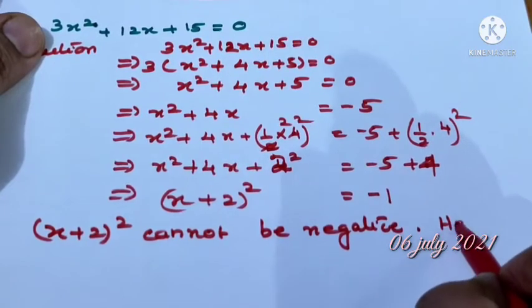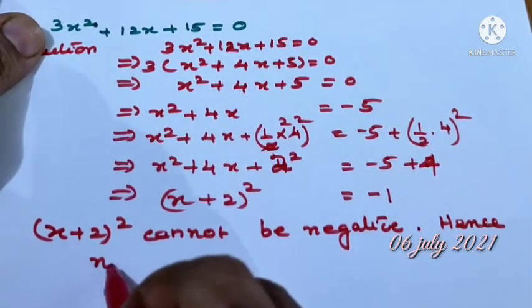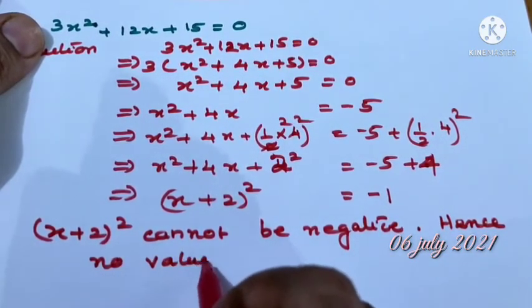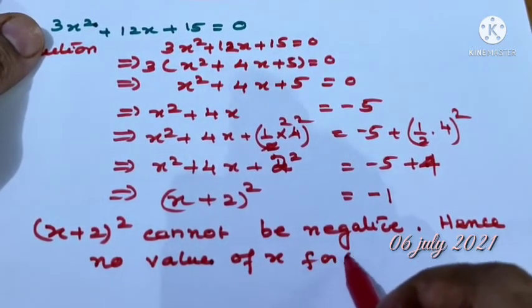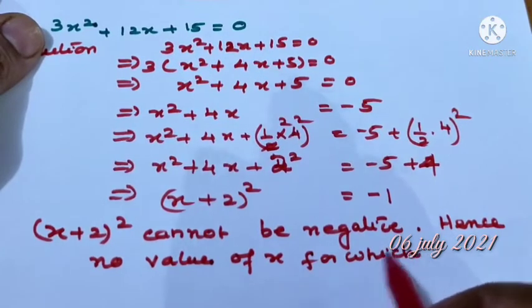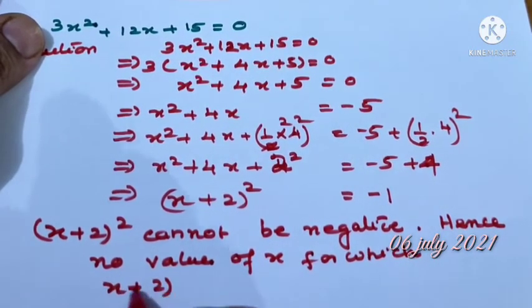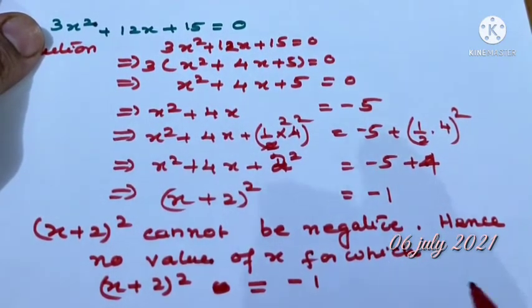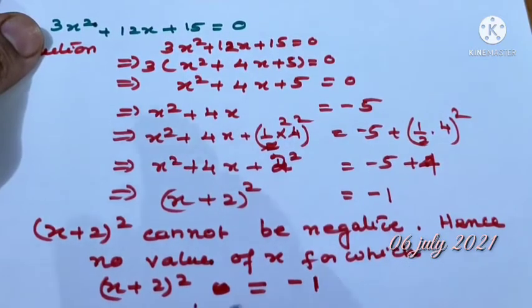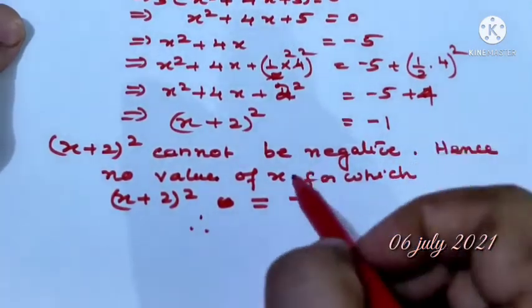Hence, no value of x for which x plus 2 whole square is equal to minus 1. What is the meaning of this? No solution is possible.